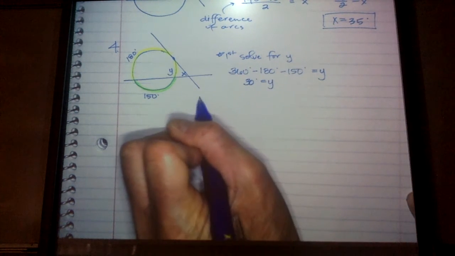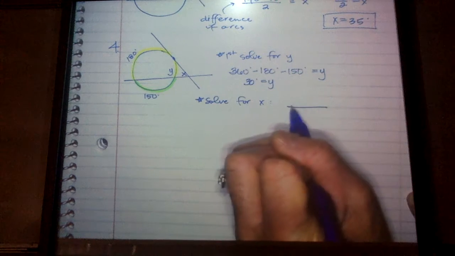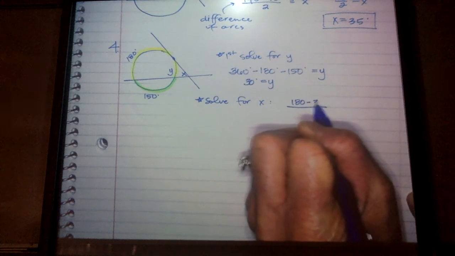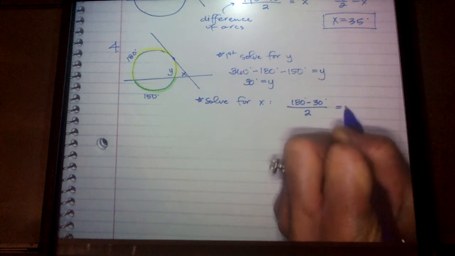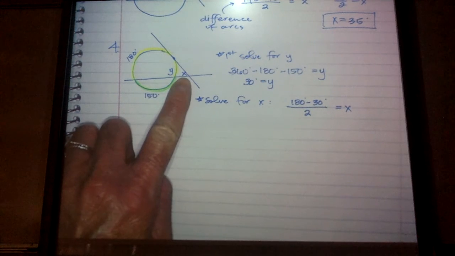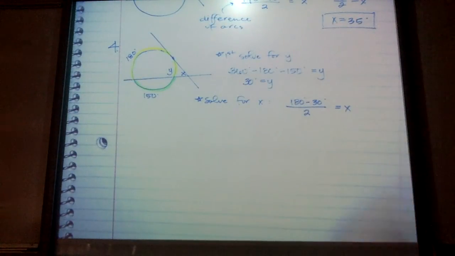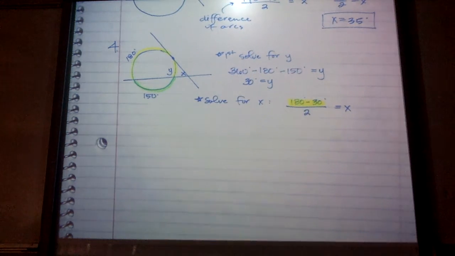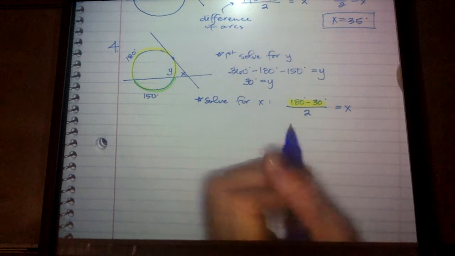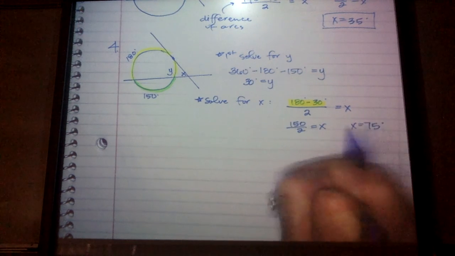And then I can solve for x. So the difference of my two arcs, so 180 minus 30 divided by 2 equals x. Notice I didn't use the 150 because those aren't part of my outside angle. If I'm looking at my outside angle, I should only be involving the yellow arcs, the arcs that are being formed by angle x. So that gives me 150 divided by 2 equals x. So x equals 75 degrees.